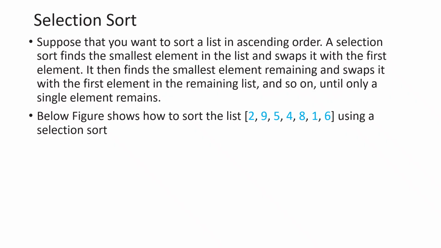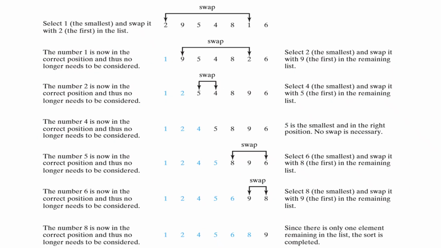Selection sort. Suppose that you want to sort a list in ascending order. A selection sort finds the smallest element in the list and swaps it with the first element. It then finds the smallest element remaining and swaps it with the first element in the remaining list, and so on until only a single element remains. The following figure shows how to sort the list consisting of the elements 2, 9, 5, 4, 8, 1, 6 using a selection sort.